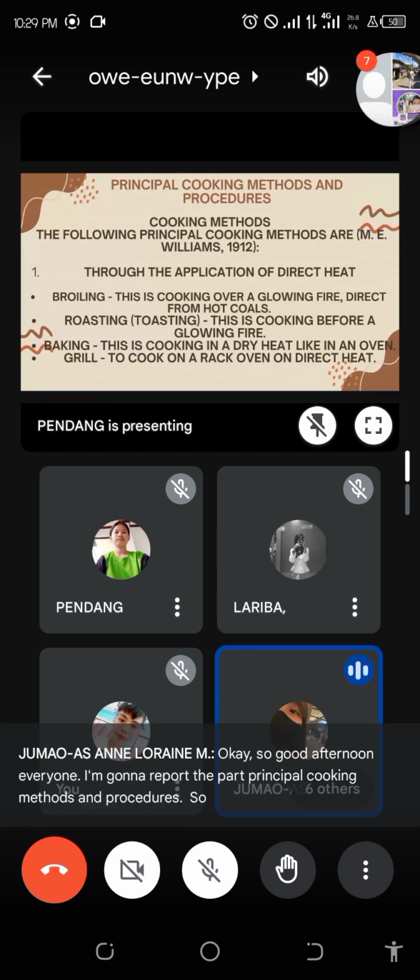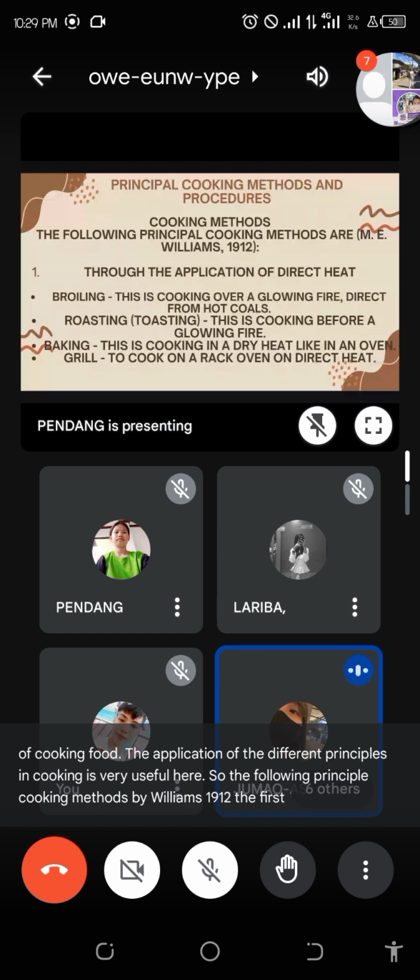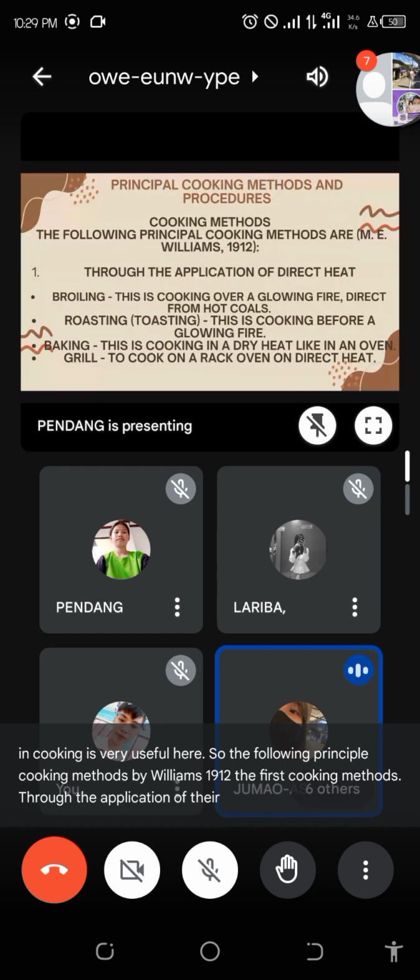So these are several methods of cooking food. The application of the different principles in cooking is very useful here. So the following are the principal cooking methods by Williams, 1912. The first is cooking methods through the application of direct heat.